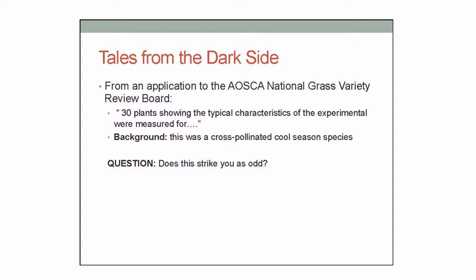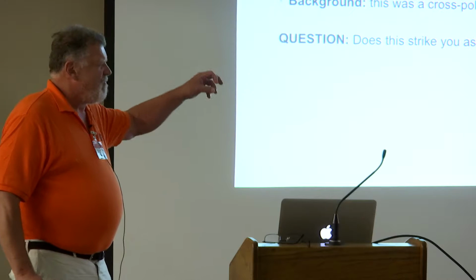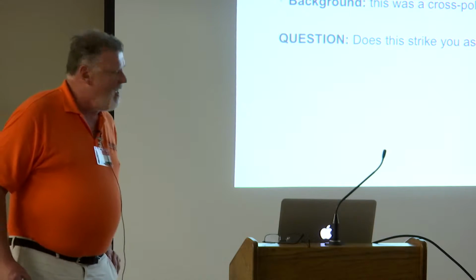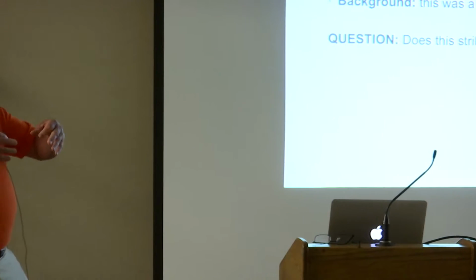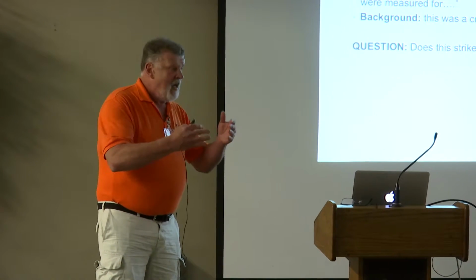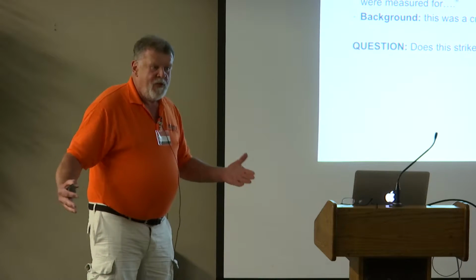Okay, there we go. So now let me share some tales from the dark side. I am a member of the National Grass Variety Review Board for the Association of Official Seed Certifying Agencies. The long organization has a short name. We meet once a year to approve varieties that are approved for certified seed production in Oregon. And the technician who goes out to the field actually has to have an idea what this variety looked like.